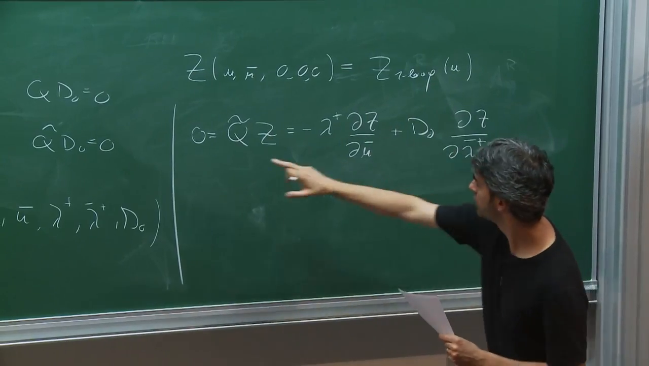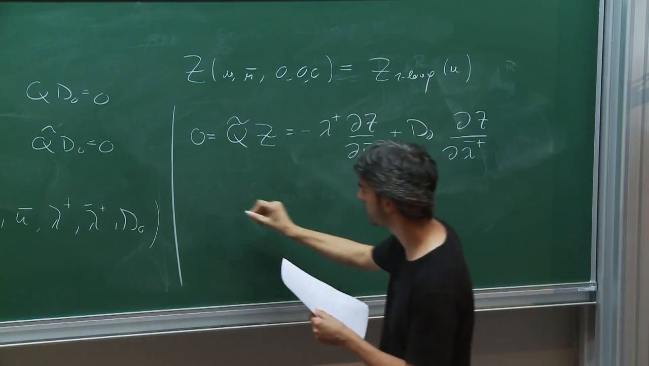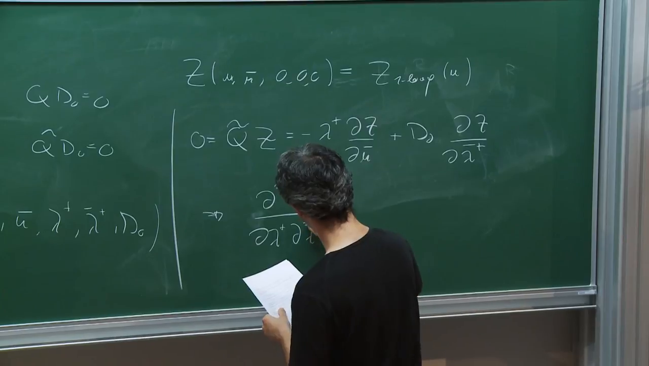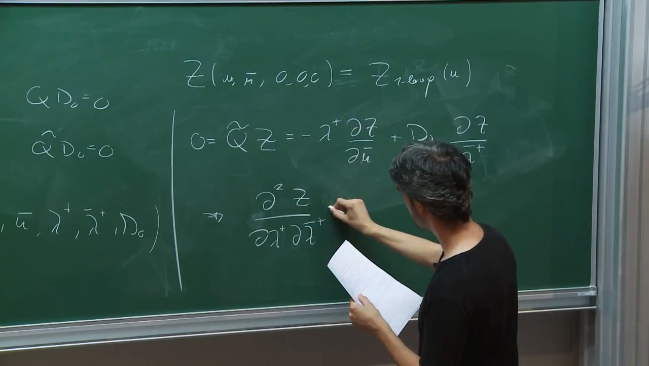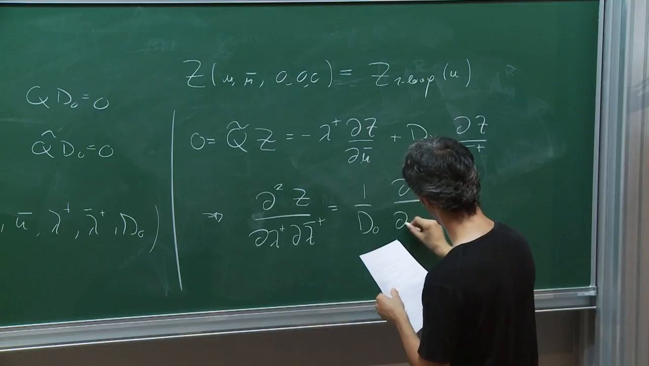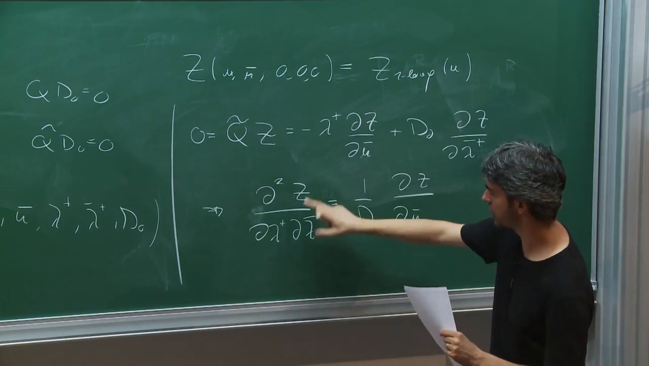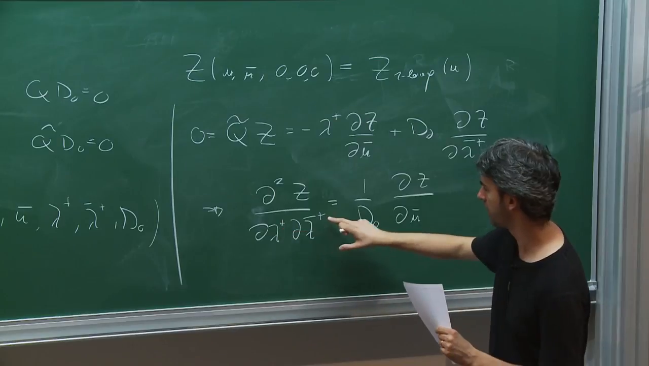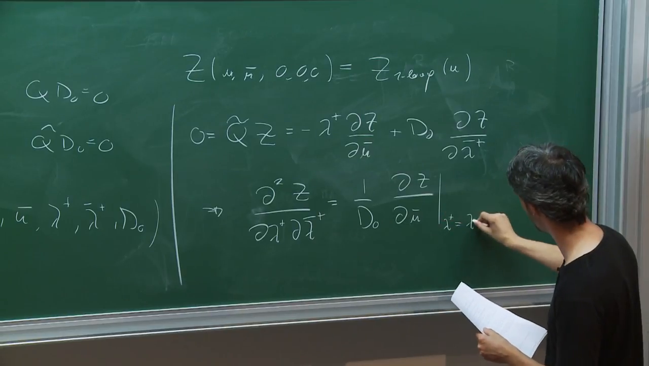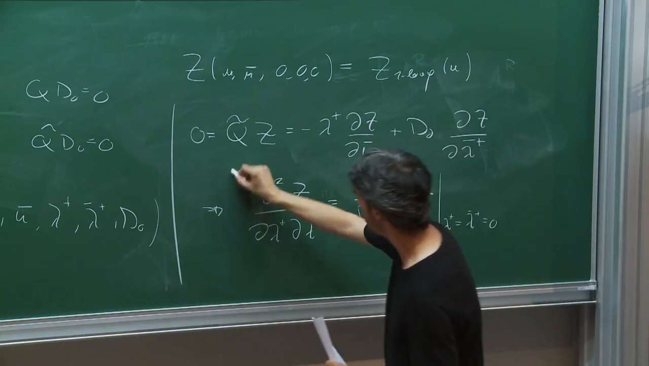And now if we take this equation, which is equal to 0, and we differentiate once more with respect to lambda plus, we get that the second derivative of Z with respect to lambda plus and lambda bar plus is equal to 1 over d0 times dZ over d u bar. And of course, since we have differentiated twice already with respect to lambda plus and lambda bar plus, this object is just a component at lambda plus bar equal to 0. Because we cannot have two lambda plus; these are anti-commuting. So we get this nice relation.